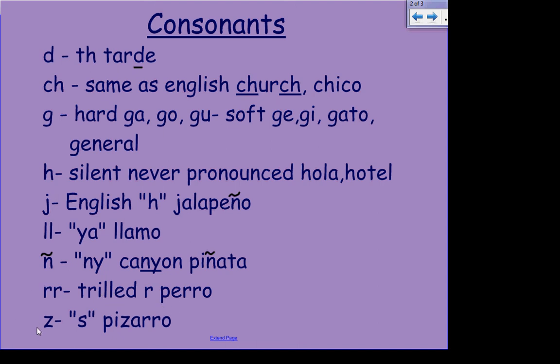This letter is called zeta. Zeta looks like our English Z, but it makes the S sound in Spanish. So if you see it in this word, pizarra, notice it sounds like an S, not a Z sound. It's not pizarra with a Z, it's pizarra with an S. Okay, and these are the consonants that are different from our English.